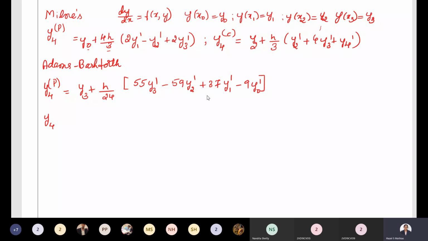Then the Adams-Bashforth corrector formula, y4 power c. Here y3 plus h/24 is the same in both predictor and corrector formulae. Then it is 9 times y4 dash plus 19 times y3 dash minus 5 times y2 dash plus y1 dash. Practice these formulae because in the exam there will be many things to remember, so there may be confusion. That's why I'm saying everybody practice these formulae; once you know them, problems are very easy to solve.